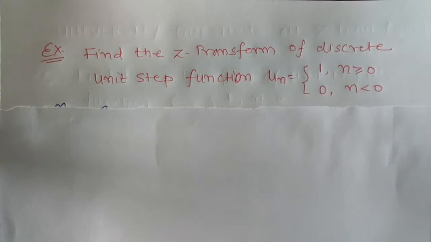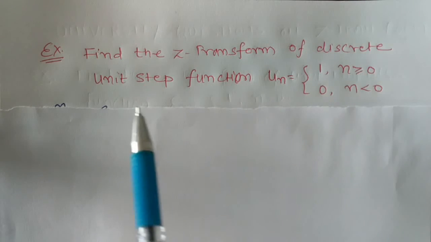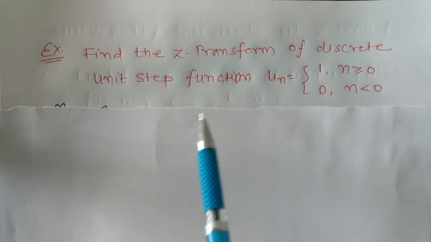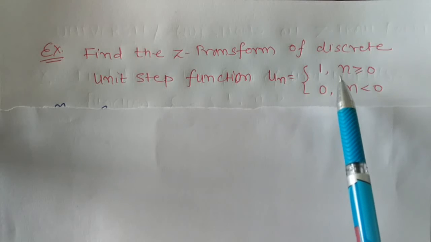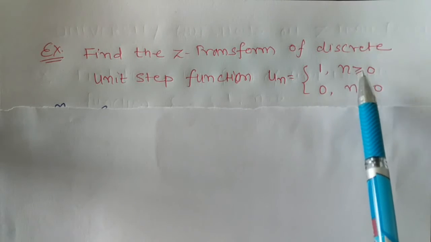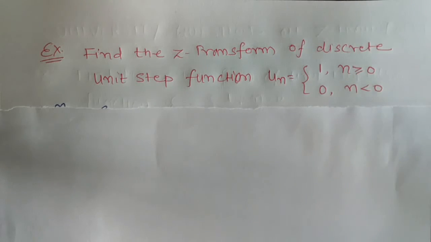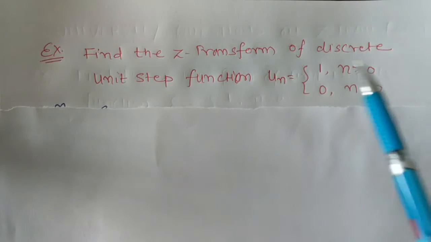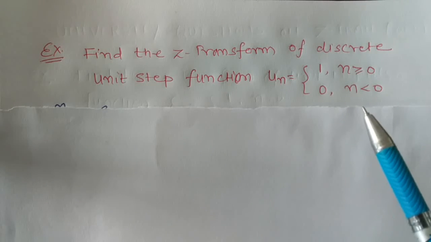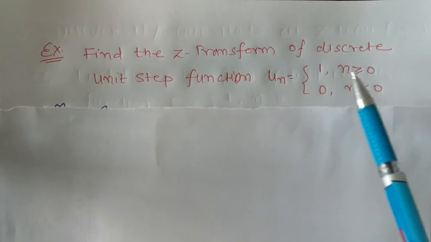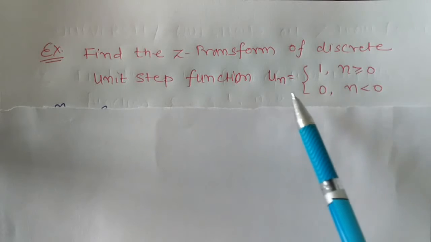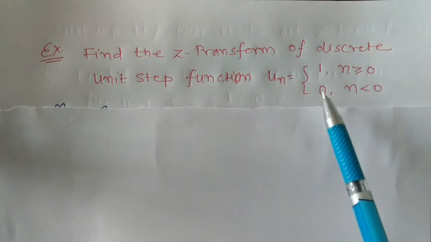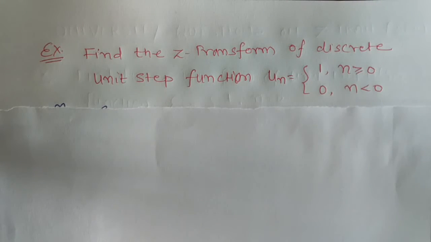Next example is, find the Z transform of the discrete unit step function, which is defined as u n equal to 1 for n greater than or equal to 0 and 0 for n less than 0. This function is called the unit step function. For n greater than or equal to 0 the value of the unit step function is 1, and for n less than 0 the value is 0. Now we find its Z transform.